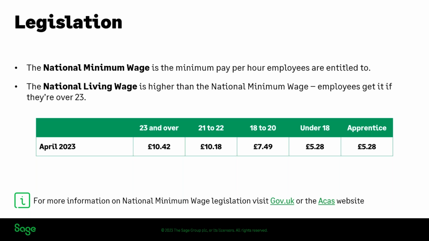Now, for all of the rules around what earnings count towards minimum wage and who counts as an employee, we would recommend that you visit either the gov.uk or the ACAS website. We've linked to that from the current slide, and we've also got a useful links section which you'll find in the handout. So we're going to focus on the minimum wage check in Sage 50 Payroll, but we have tried to signpost you to some of the more in-depth information legislation-wise.